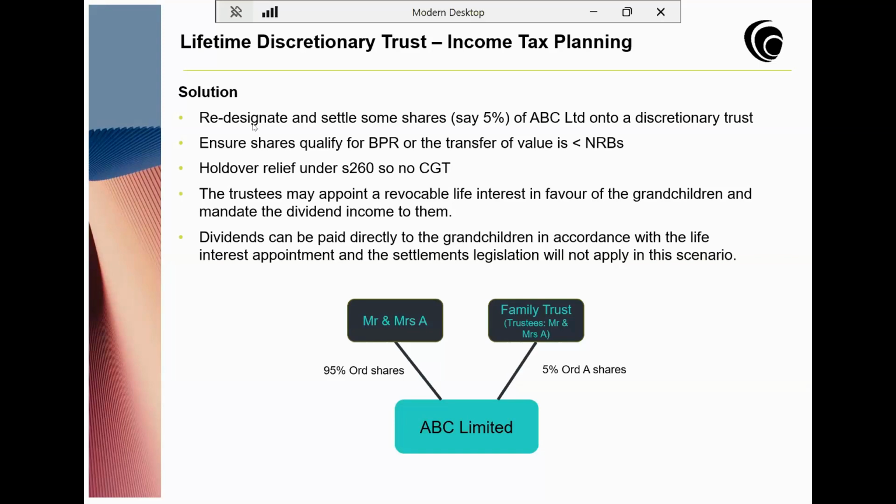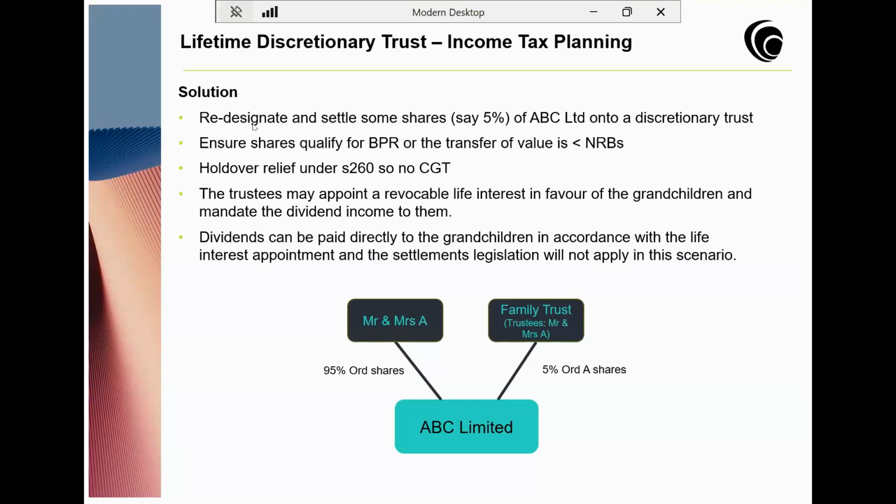So if the discretionary trust received dividend income, it would pay tax at 39.35%, and then income distributions would have to be made to the beneficiaries, in this example, the grandchildren, franked with a 45% tax credit, and there'd be the administrative burden of the grandchildren having to recover that. To make things more straightforward, the trustees may appoint a life interest in favour of the grandchildren, usually on a revocable basis. Okay, so it can be taken away or changed in the future. And they would perhaps mandate the dividend income directly to them.